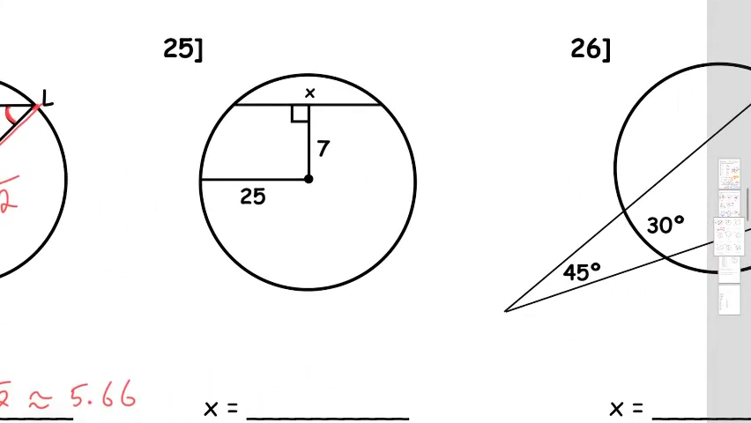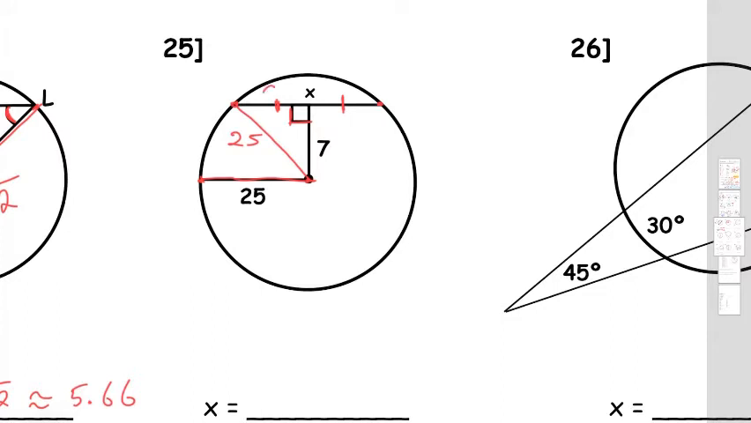Alright, moving on to 25. Notice that from here to here, this represents the radius, which means that if I slide it over a little bit, that also represents the radius. Radius does not change. And so, because this chord is perpendicular to the radius, that means that these two distances are going to be exactly the same.